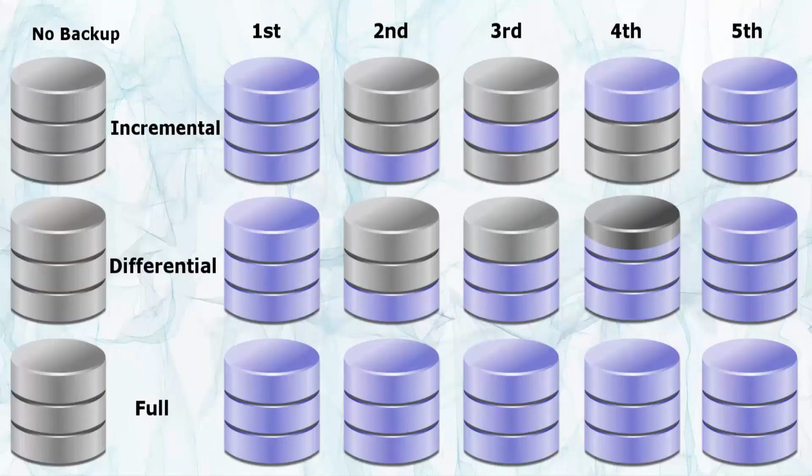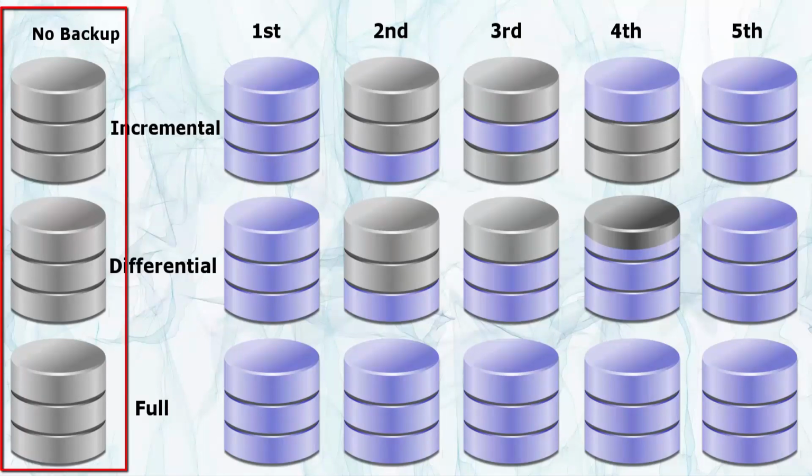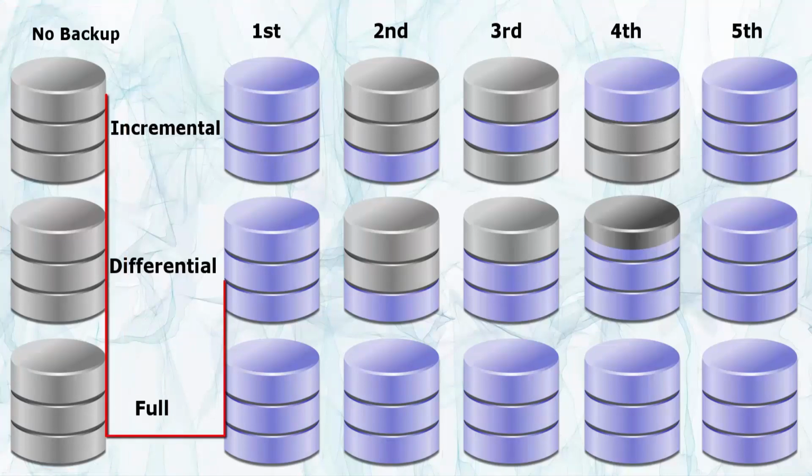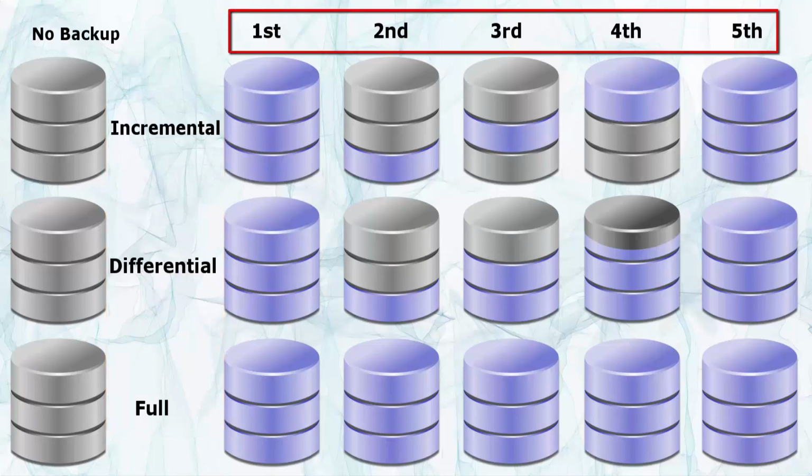I prepared this visual document for you so you can understand exactly what's happening. On the left, of course, we have no backup, so it's just your files as they exist now on your file system. The next column, I explain the different types of backups, incremental, differential, and full. The numbered columns are each instance of a backup. So first would be your first backup, second would be your second backup.